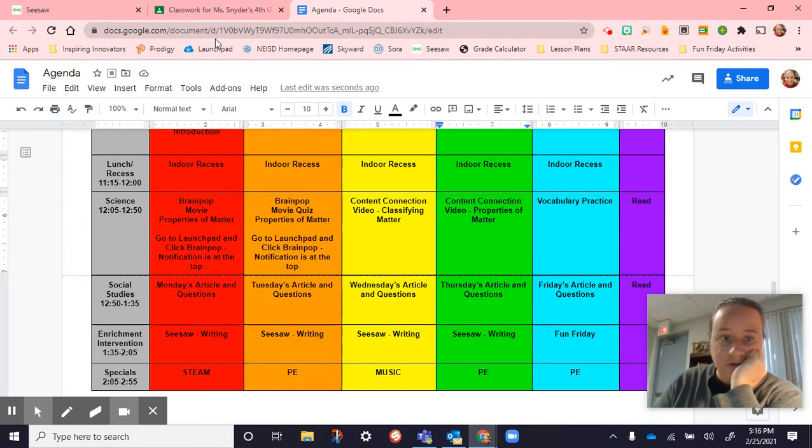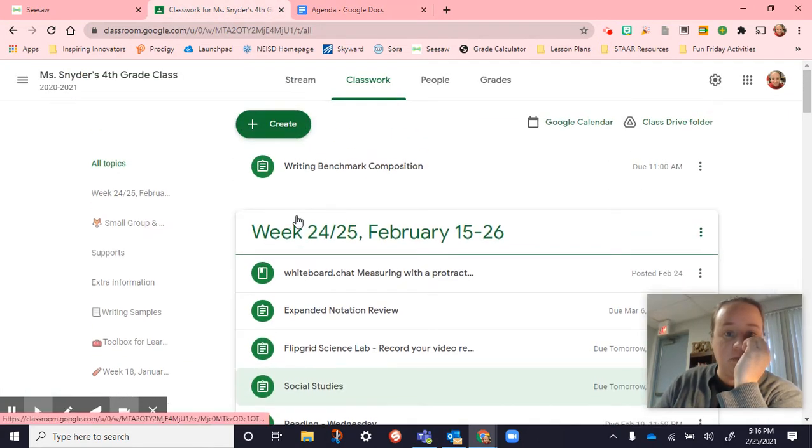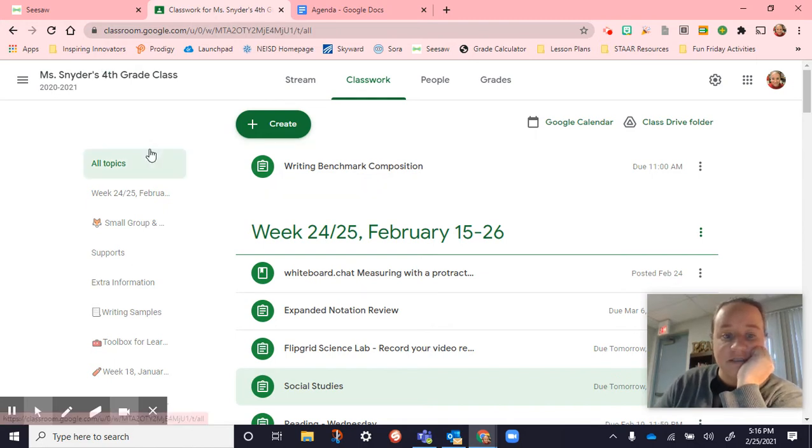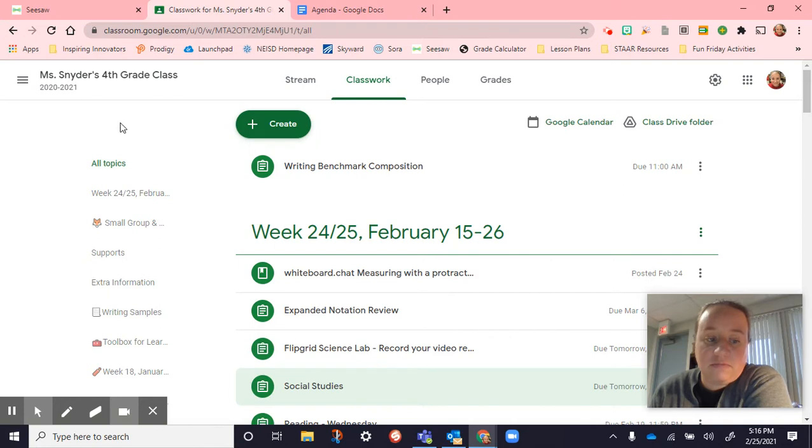So for the writing benchmark, we had our composition here. Everybody has their test submitted in Aware. Not multiplication, the multiple choice, everybody has their multiple choice questions submitted.